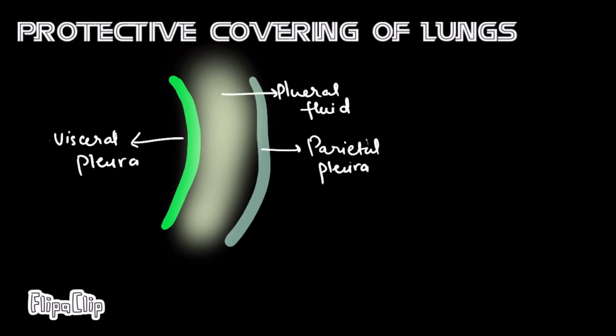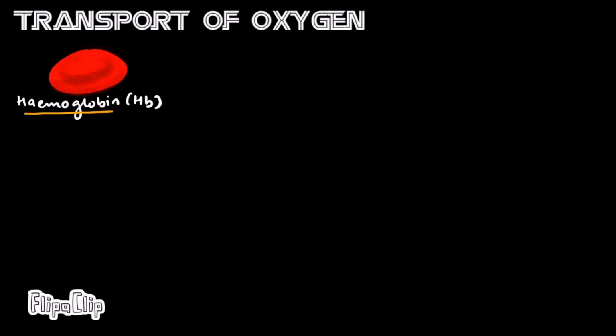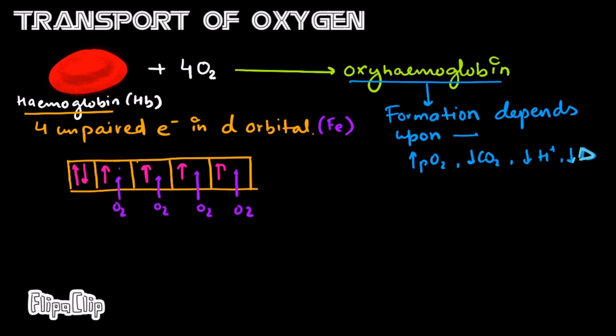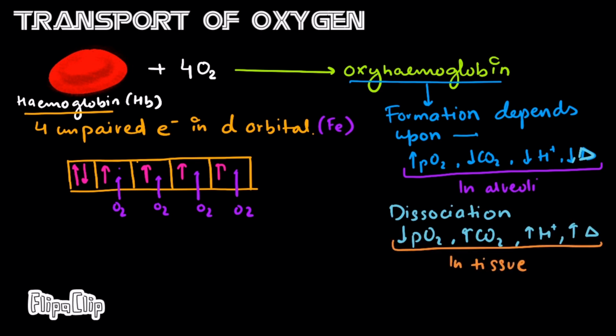The iron pigment present in hemoglobin has 4 unpaired electrons. In the d orbital, oxygen takes the place of electrons and forms a compound called oxyhemoglobin. Formation of this compound occurs when the partial pressure of O2 is high but CO2 is low, and temperature and H+ ions are also low, that is in the alveoli, and it dissociates in the opposite condition.